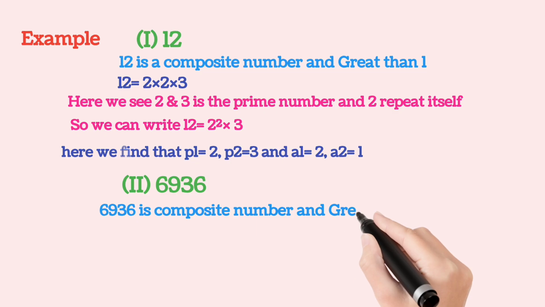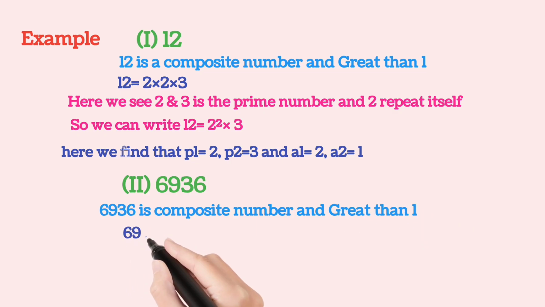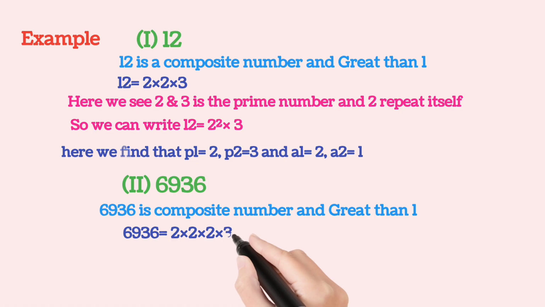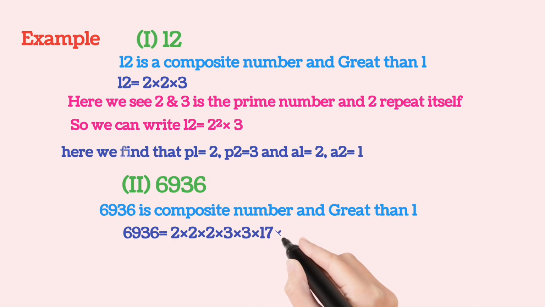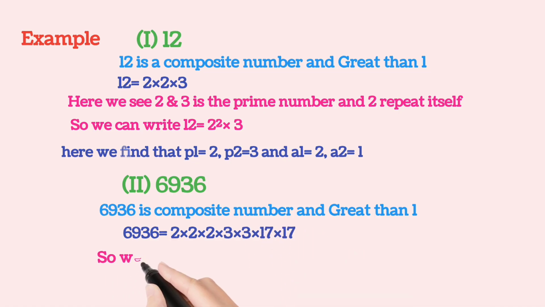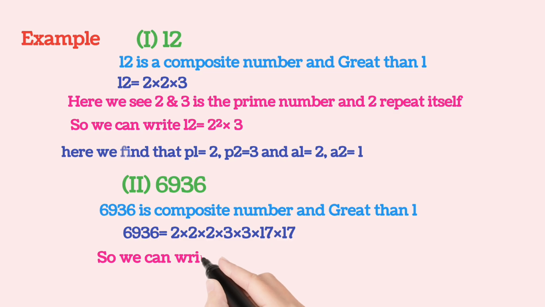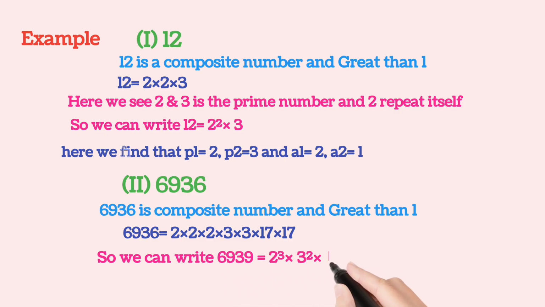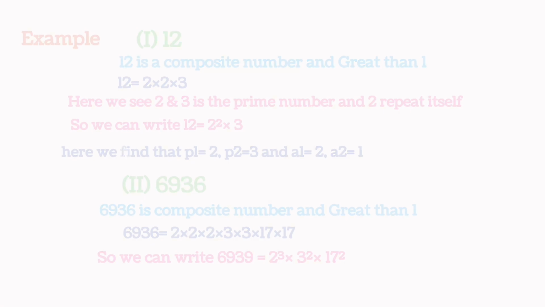Now second, 6936, it is also a composite number and greater than 1. So 6936 can be written as 2 into 2 into 2 into 3 into 17 into 17. That can be written as 2 to the power 3 into 3 into 17 square.